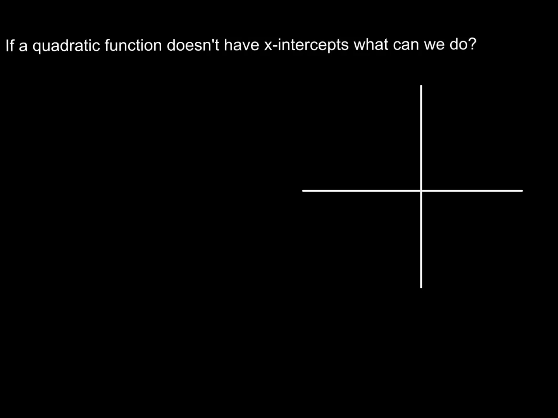Okay, so what can we do if we're faced with a quadratic function that doesn't have x-intercepts? And it's important to think about what this means. If it doesn't have x-intercepts, it means it doesn't intersect the x-axis, which means it has what kind of roots, right? This will mean it has complex roots.